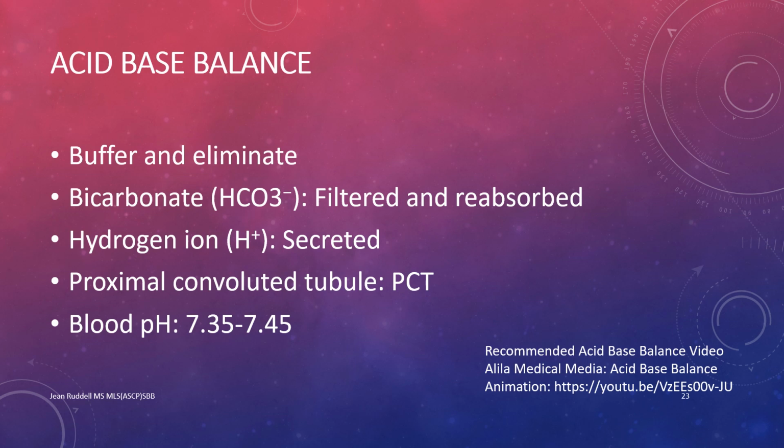Acid-base balance. To maintain acid-base balance, the blood must buffer and eliminate the excess acid formed by dietary intake and body metabolism. Bicarbonate is filtered readily through the glomerulus and then reabsorbed into the bloodstream. The secretion of hydrogen ions into the filtrate causes 100% of bicarbonate to be reabsorbed in the proximal convoluted tubule. The complicated process and chemical reactions occur in the filtrate, renal tubular cells, and the plasma. This process works to maintain the blood pH in a tight range of 7.35 to 7.45.